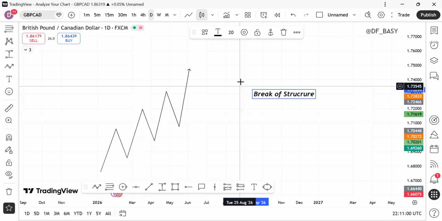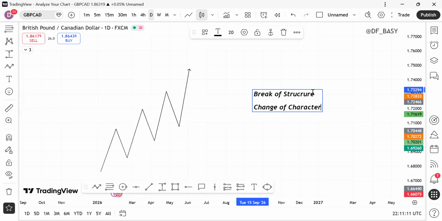Then we also have what we call change of character. So this change of character, basically you see it as CHoCH, then break of structure, basically you see it as BOS, break of structure.